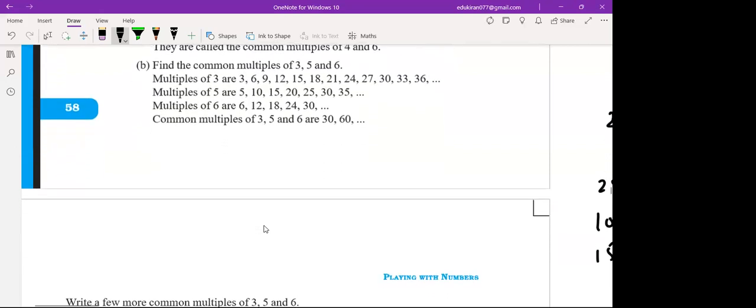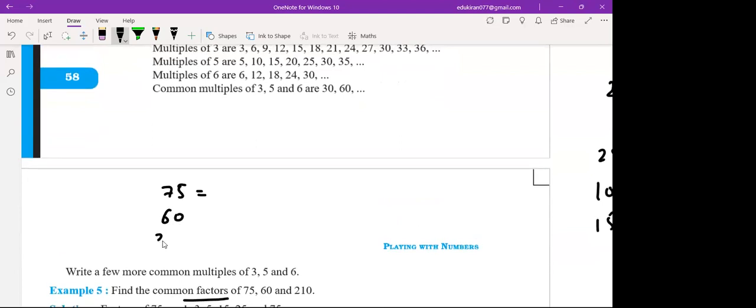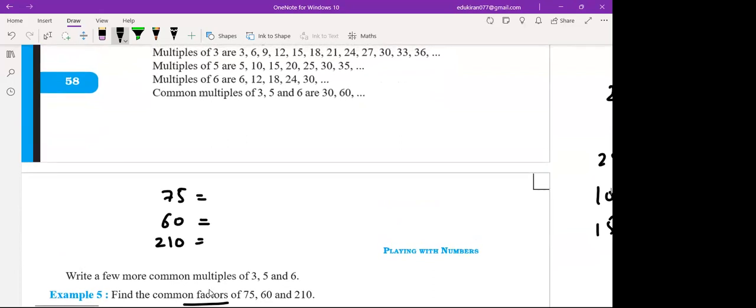I'm going to give you a few questions. First of all, you will find the factors of 75, then for 60, and then for 210. Quickly find the factors and then I'll tell you how to find the common factors. Ma'am, I know how to find the common factors. Okay, you know, so you can find the answer directly. Those who don't know, just find the factors, I'll tell you.